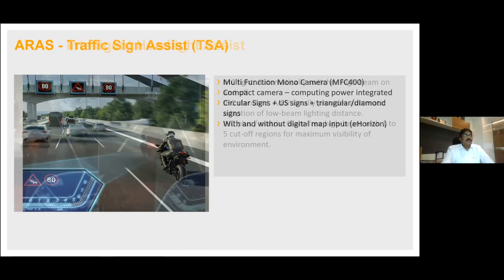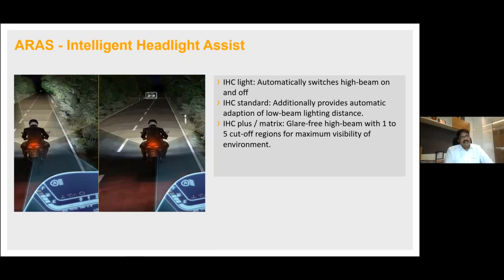Yeah. Then the intelligent headlight assist, which I already talked about, is one of the functions for switching between high beam and low beam, and a glare-free high beam can also be used. I think this is also one of the functions required at night, so that the driver can drive the vehicle on the safe side.